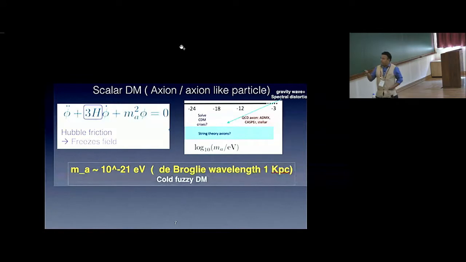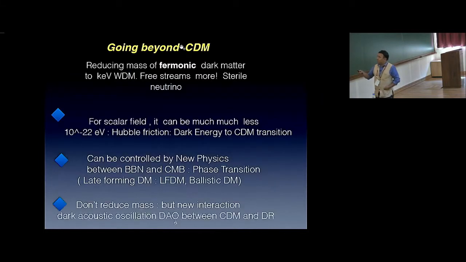And the good thing is, in this mass range, the de Broglie wavelength is actually a kiloparsec, and you get a quantum pressure below that. So you don't allow the structure to grow. So this mass range also tries to solve the small scale issues of cold dark matter. But there are other mechanisms driven by new physics that can be possible.